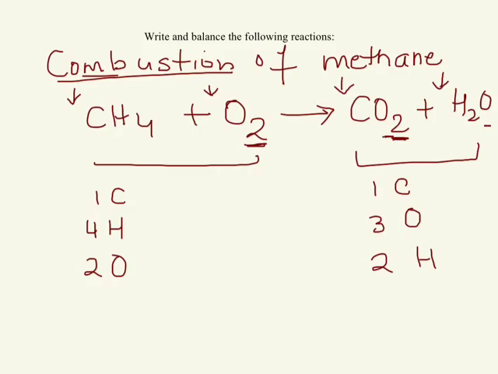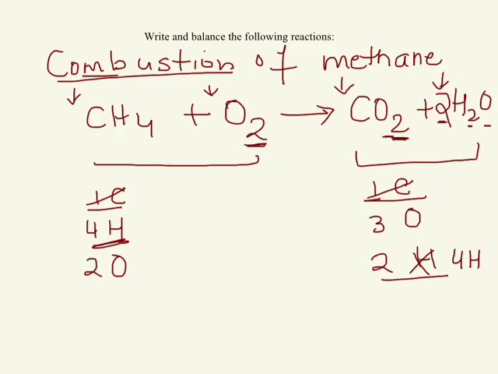So for example, let's balance carbon first. 1 carbon, 1 carbon, both are balanced. So carbon is done. Then let's look at hydrogen. We have 4 hydrogens on the left side, and we have 2 hydrogens on the right side. So we're going to put 2 here on the front. You can put only the coefficients, only the number on the front, you cannot put it anywhere else. So does that make hydrogen the same? Yes, because 2 times 2 is 4.